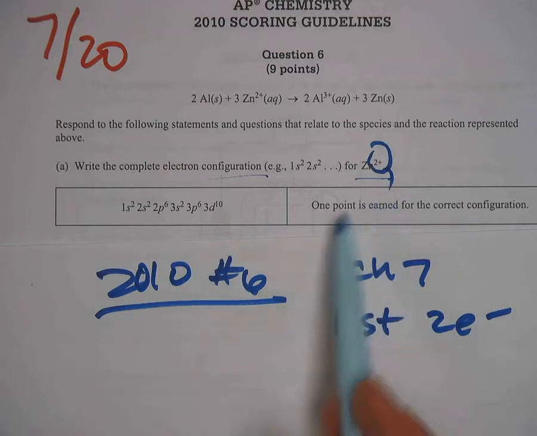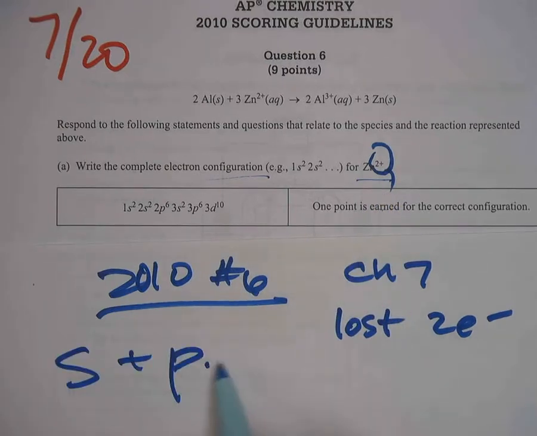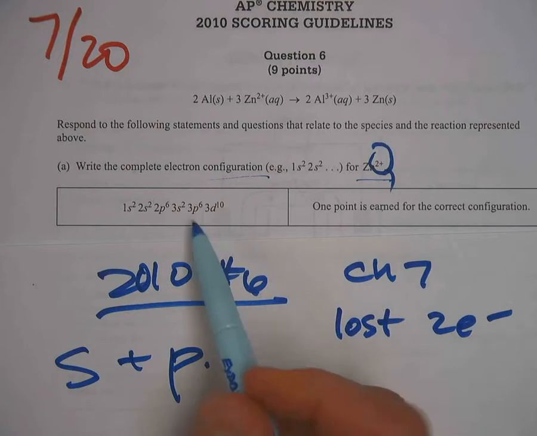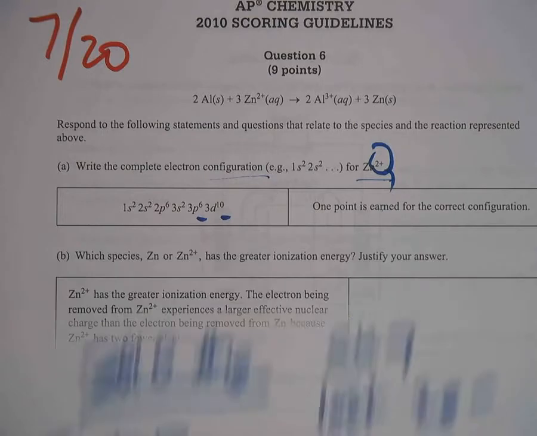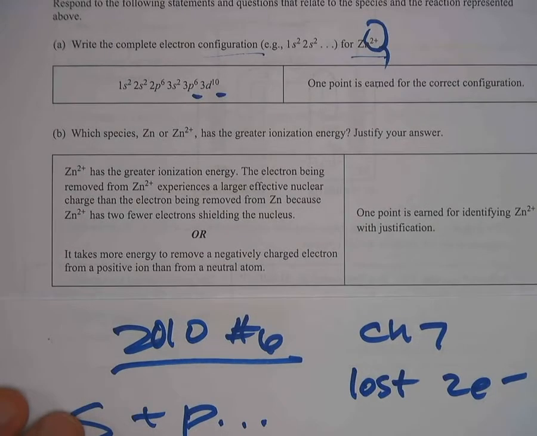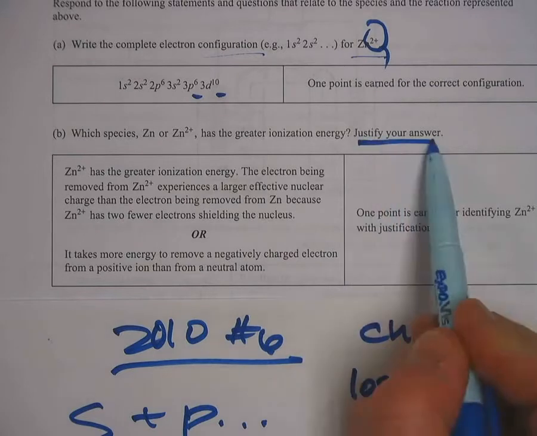Which electrons are usually lost? Remember, it's the s and p electrons from the highest energy level. So you'll see it would normally have a 4s2 in there. It doesn't, because it lost those 2 electrons. Which species, zinc or Zn+2, has the greater ionization energy? Justify your answer. Love that.